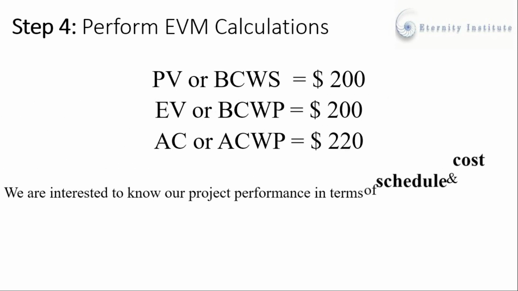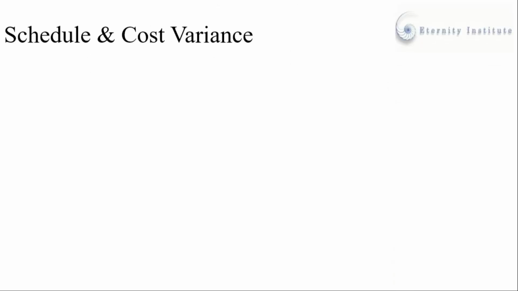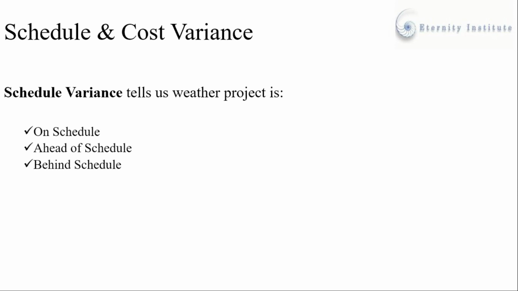So we are interested to know our project performance in terms of schedule and cost based on this project information. So what we will calculate basically is schedule variance as well as cost variance. Let us understand what schedule variance and cost variance are. Schedule variance tells us whether the project is on schedule, ahead of schedule or behind schedule.